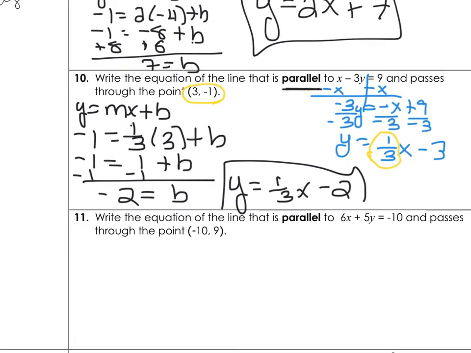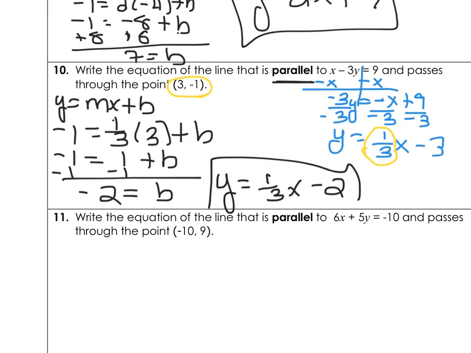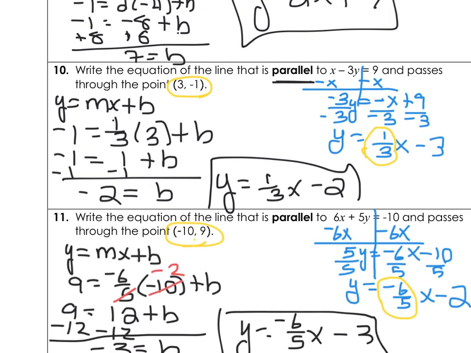All right, you do this next one. So go ahead and pause, and I will put the answers up. Okay, and here's the answer. Y equals -6/5 x minus 3.